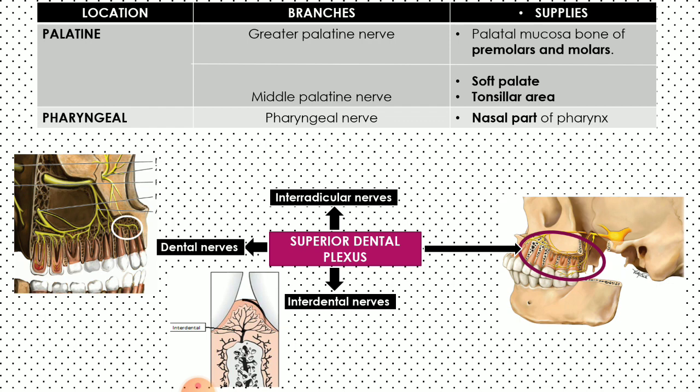Whereas the interdental nerves, as the name suggests, supply the interdental bone, and they arise at the apex of the bone, and from the apex they supply the gingiva of the adjacent teeth. So they are present between two adjacent teeth. Whereas interradicular nerves are present between two adjacent roots, that is in the case of multi-rooted teeth.